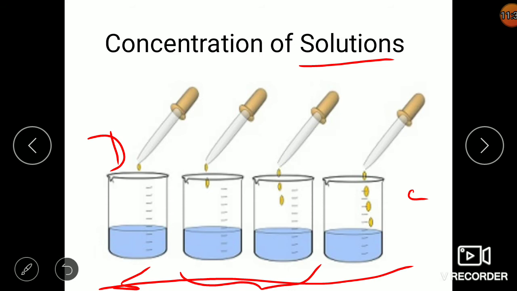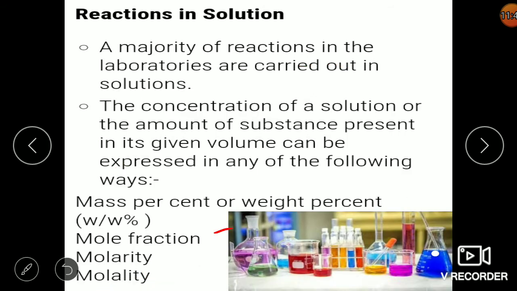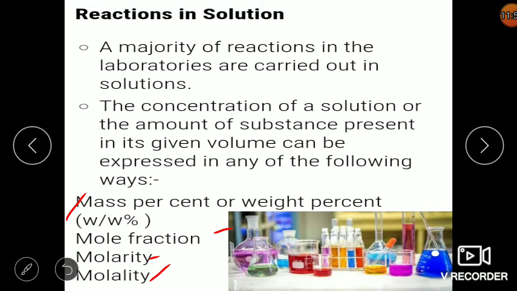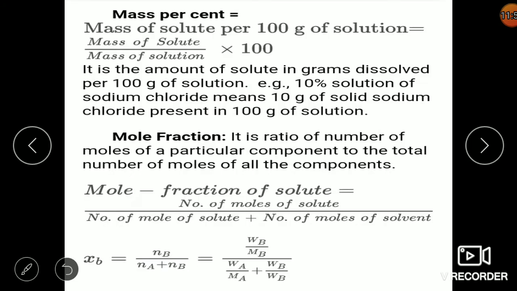Dilute and concentrated are qualitative terms, but if you have to say specifically, then you do the quantitative analysis. In quantitative analysis, you have to express the concentration of solution as mass percent, mole fraction, molality, or molarity. So these four are the ways to express the concentration of solution.